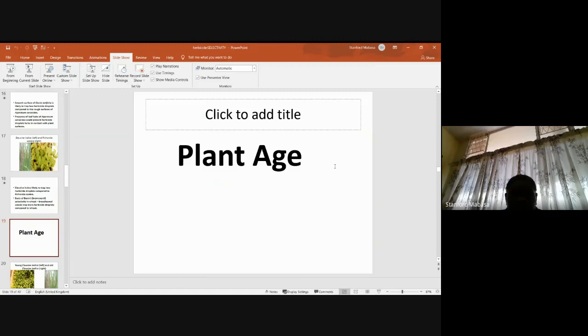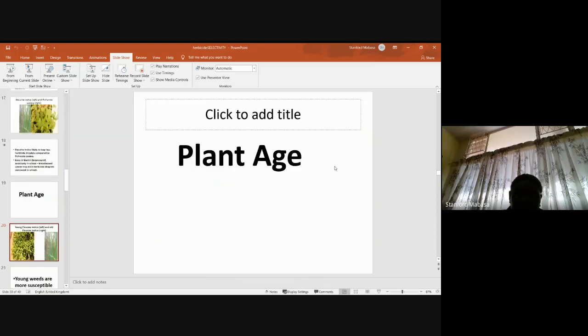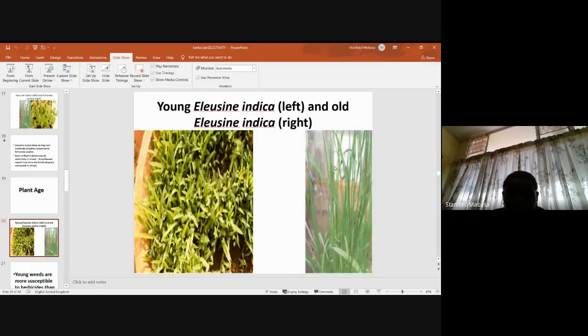Now we're moving on to plant age, which can be a factor in selectivity. Here I have the same weed left and right: on the left, it's a young Eleusine indica, and on the right, it's an old Eleusine indica. Now, what happens is that the young Eleusine indica has a thin cuticle. The old Eleusine indica has a very thick cuticle.